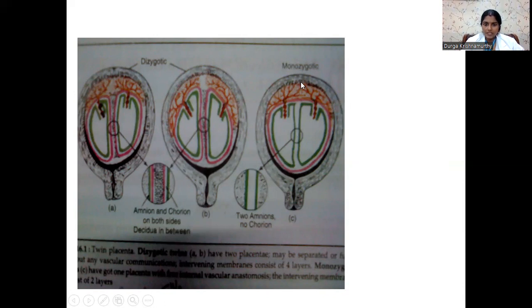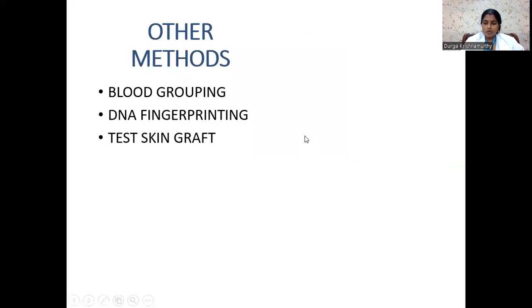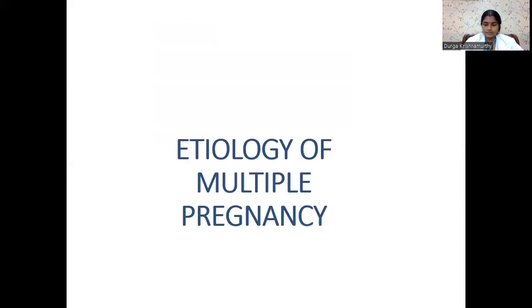What happens here in monozygotic? Here there are two amniotic sacs. Okay, two amnions and it's diamniotic, but you see it is monochorionic. That is, it does not have the placental tissue dipping into the membranes. So this is mostly called monochorionic diamniotic twins. What are the other methods by which we can identify the type of multiple pregnancy? By blood grouping, DNA fingerprinting, and test skin grafts.